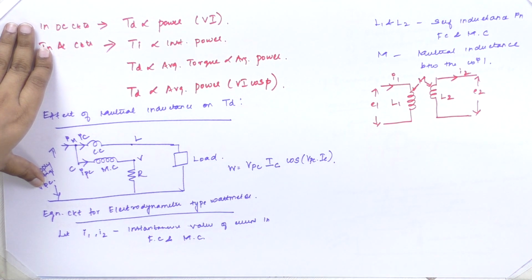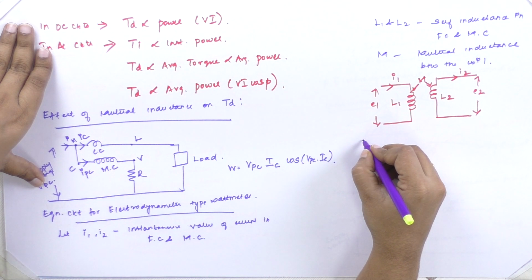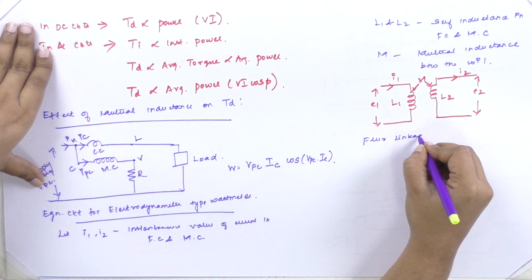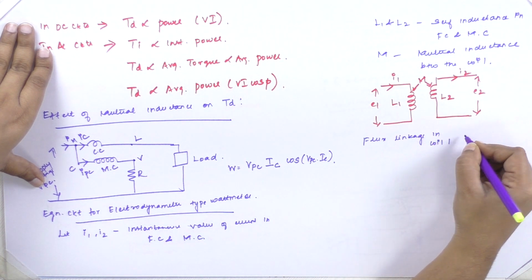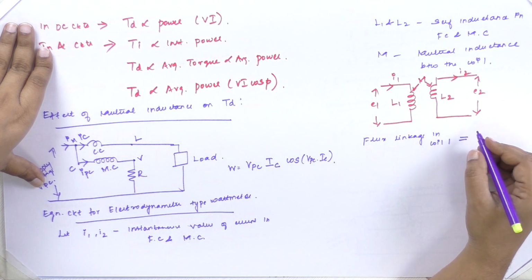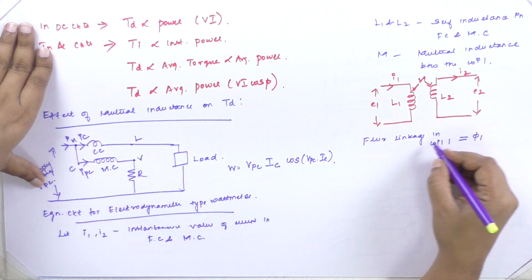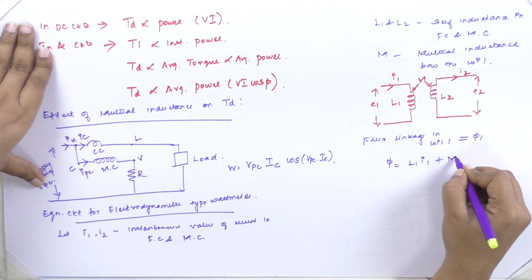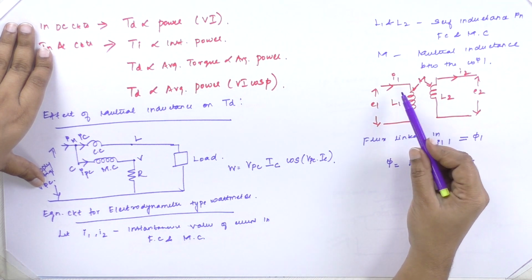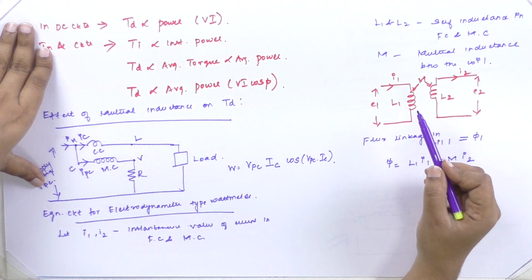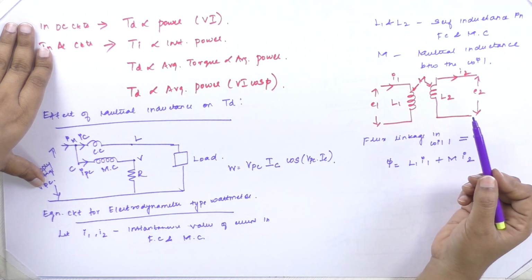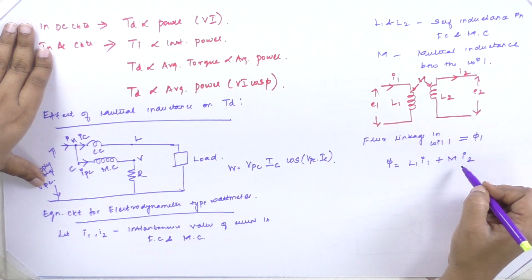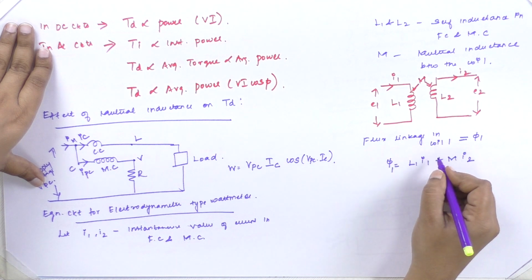So what is the value of the flux linkage in coil 1? The flux linkage in coil 1 is taken as phi 1, which is equal to L1 into I1 plus M into I2. This is the flux due to the current in the first coil, and also the flux linked with the first coil because of the current I2 flowing through the second coil. This is the flux linkage in coil 1.